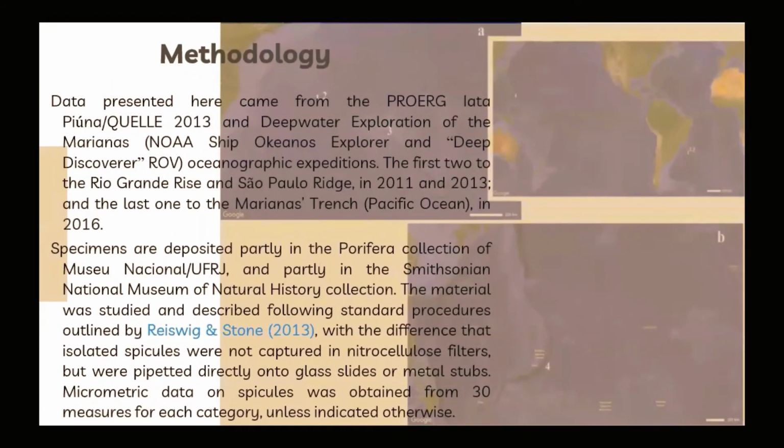In their methodology, the data presented here came from Pro-IRG data and deep water exploration of the Marianas and the Deep Discoverer ROV oceanographic expedition. The first two were on the Rio Grande Rise and Sao Paulo Ridge in 2011 and 2013, and the last one was in 2016 on the Marianas in the Trans-Pacific Ocean. These specimens are deposited partly in the Porifera collection of the Museu and partly in the Smithsonian National Museum of Natural History collection. The material was studied and described following standard procedures outlined by Reiswig and Stone, with the difference that isolated spicules were not captured in nitrocellulose filters, but were pipetted directly onto glass slides or metal stubs.